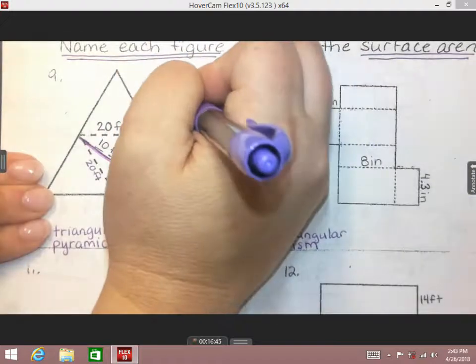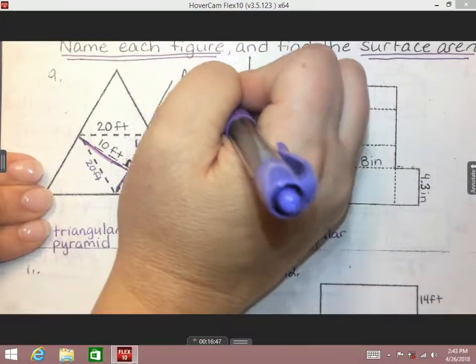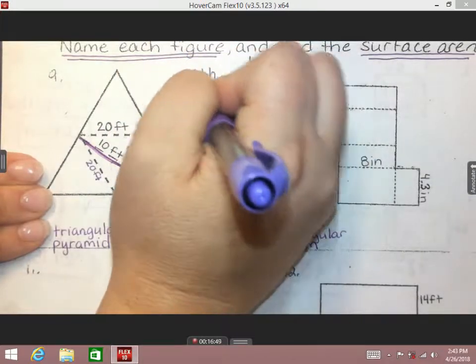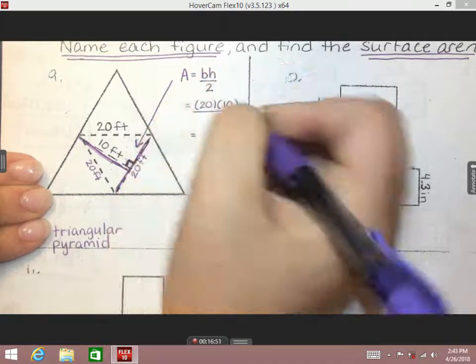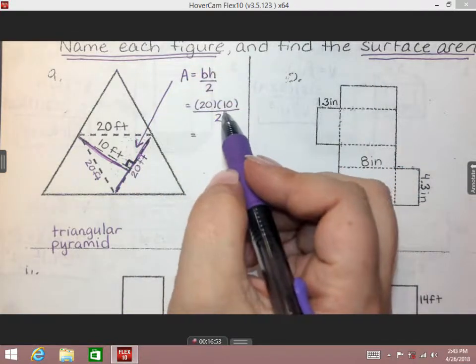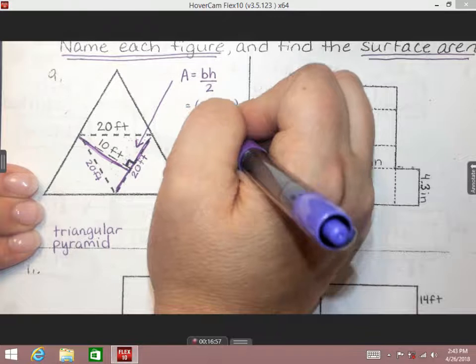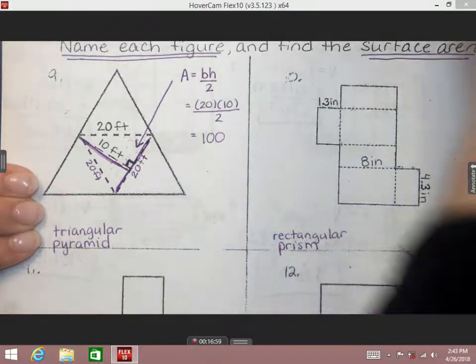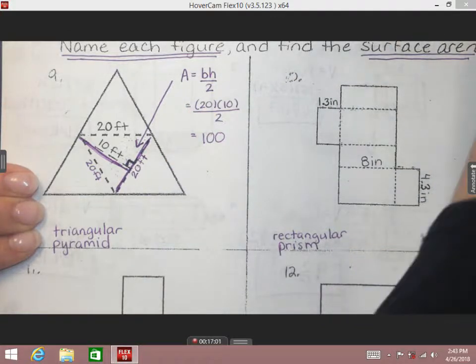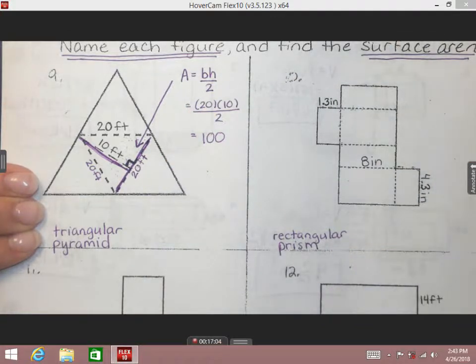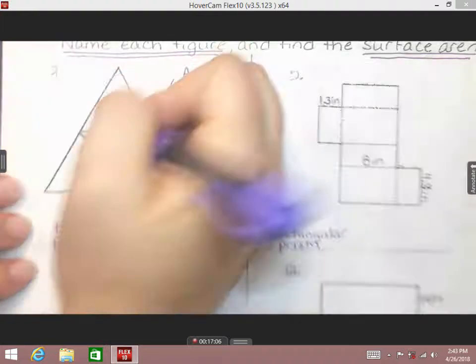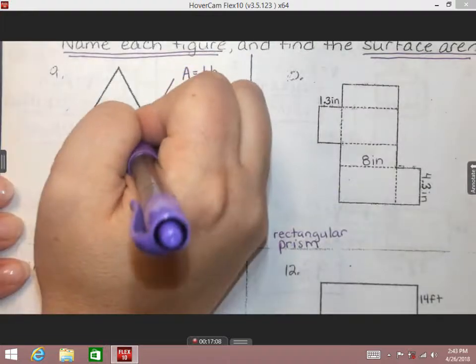So I'm going to plug that in. My base is 20. My height is 10. I can't forget to divide by 2. So in my calculator, I'm going to do 20 times 10. And then I'm going to divide by 2, and that gives me 100.